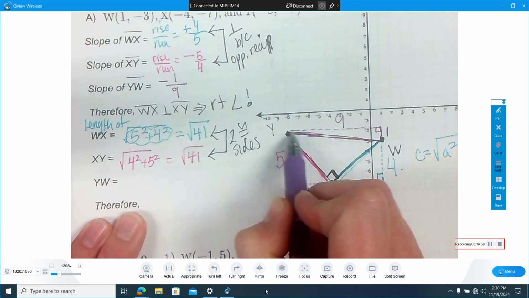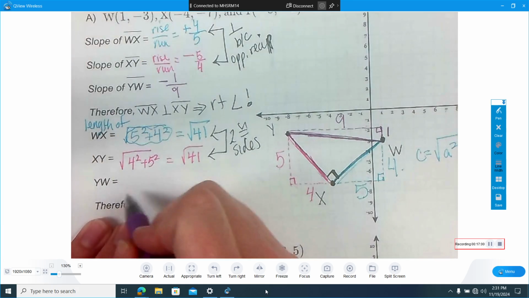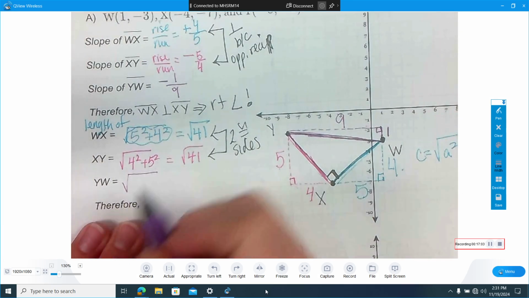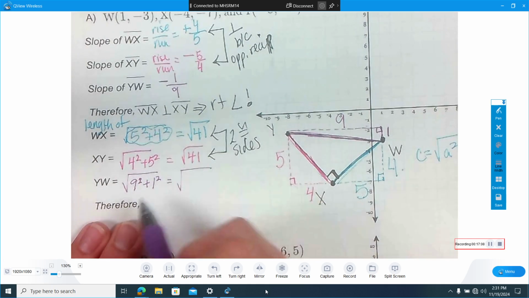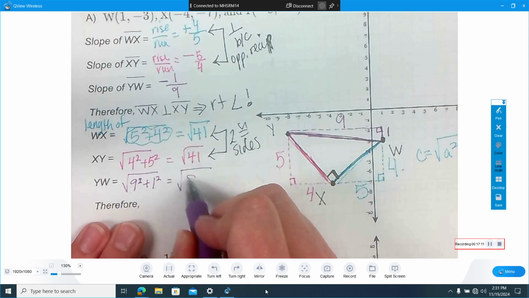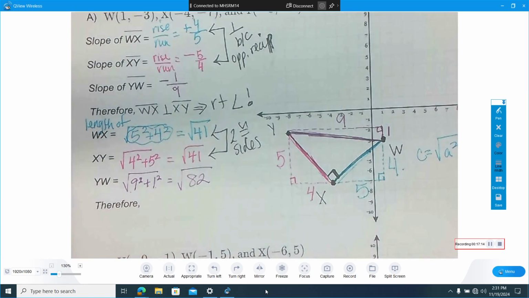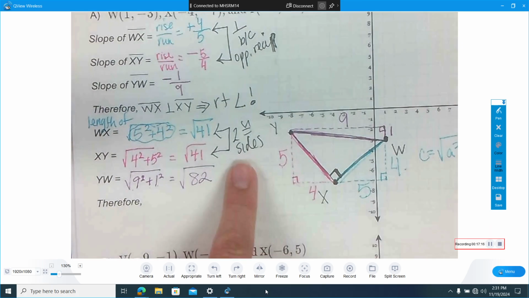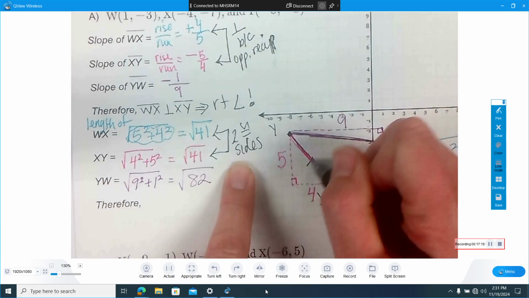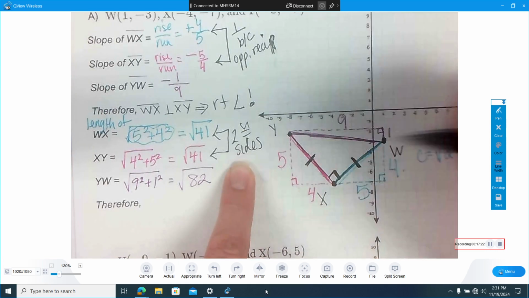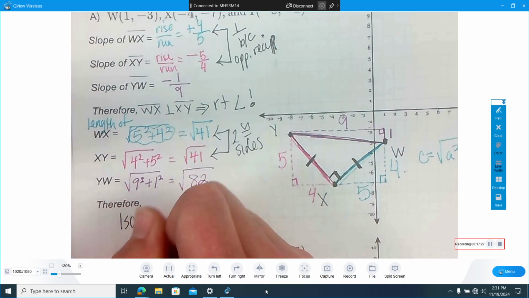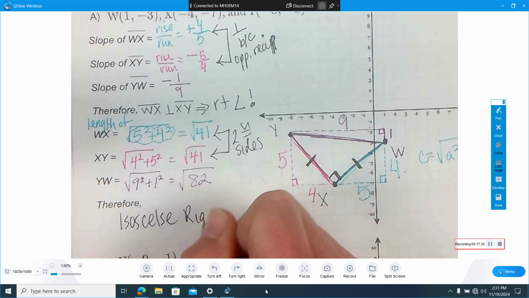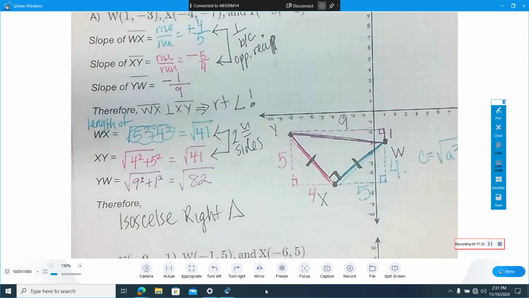All right, last side here. How do we find the side YW? Square root of 9 squared plus 1 squared, which is 81 plus 1, which is 82. So that's not the same. All right, so we have 2 congruent sides. I'm going to mark that. There's one congruent side and the other congruent side. So we have an isosceles right triangle. 2 congruent sides and a right angle.